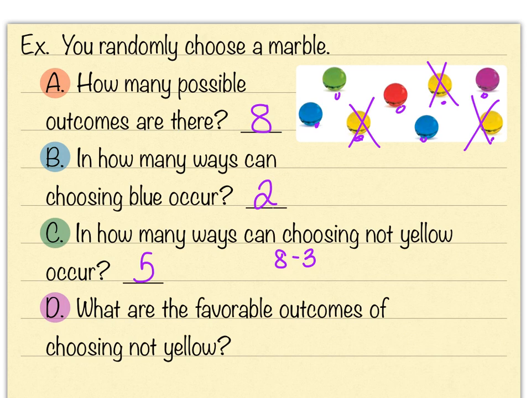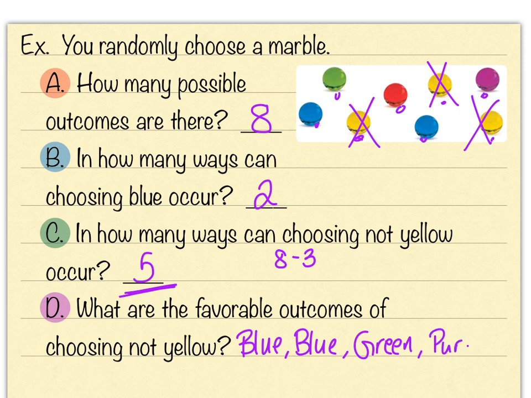And then part D says, what are the favorable outcomes of choosing not yellow? It wants us to list all 5 of them. So the number we have here for part D should match this number we wrote up here in part C. And so the 5 of them, I've got 2 blue ones, so we'll list that one twice. A green one. And a purple.